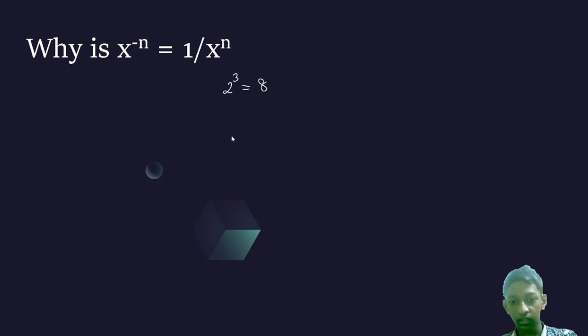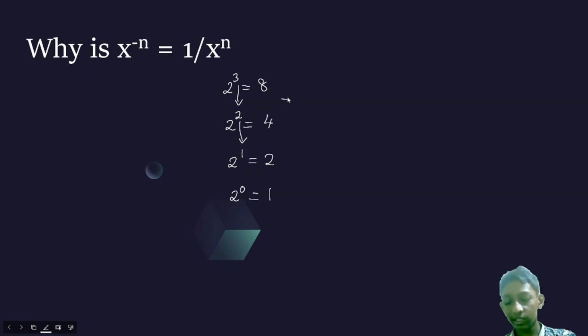to 8, and 2 raised to the power of 2 is equal to 4, 2 raised to the power of 1 is equal to 2, 2 raised to the power of 0 is equal to 1. So here there is a decrease of exponent by 1 unit, and in the result, the result is divided by 2. Here you can see 8 divided by 2 is 4, 4 divided by 2 is 2, and 2 divided by 2 is 1.